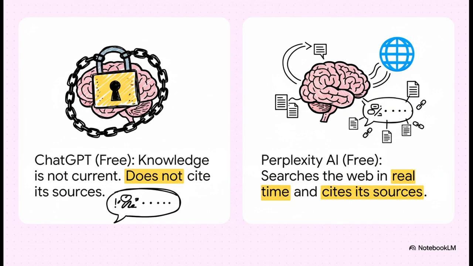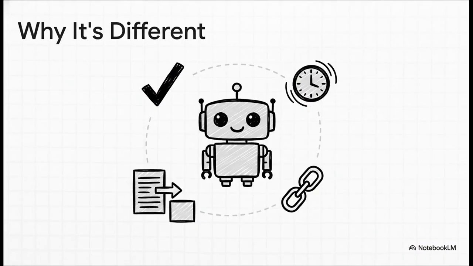You know how ChatGPT's knowledge is a bit old and it never tells you where it got its information? Well, Perplexity searches the web in real time. And this is the crucial part. It gives you the links to prove where it found the info. And that little difference transforms it from just being a chatbot into a genuine research assistant.